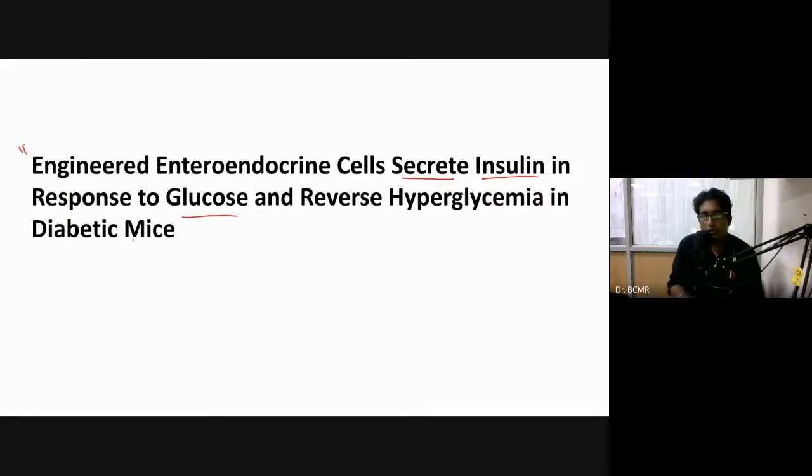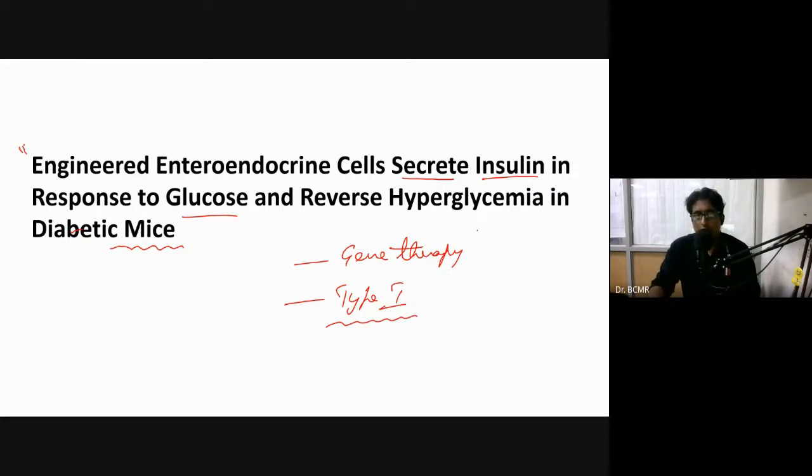Their model organism is mice, and this is based on a kind of gene therapy. They are proposing it as a mechanism or flowchart for type 1 diabetes, where there is a lack of insulin production. Let's have some more details before going into what they have done, and a little bit we'll see.